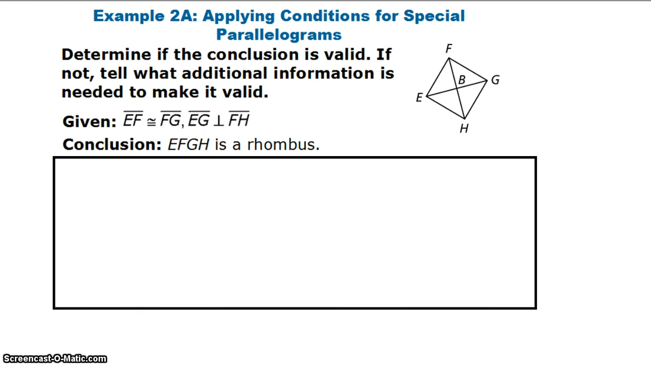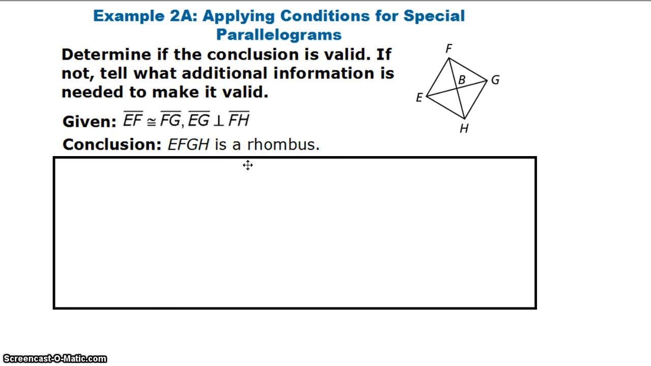So we are given segment EF is congruent to segment FG, and we are given that EG is perpendicular to FH. So these feel like the theorems that we were just talking about. Consecutive sides are congruent and diagonals are perpendicular. So can we state that EFGH is a rhombus?